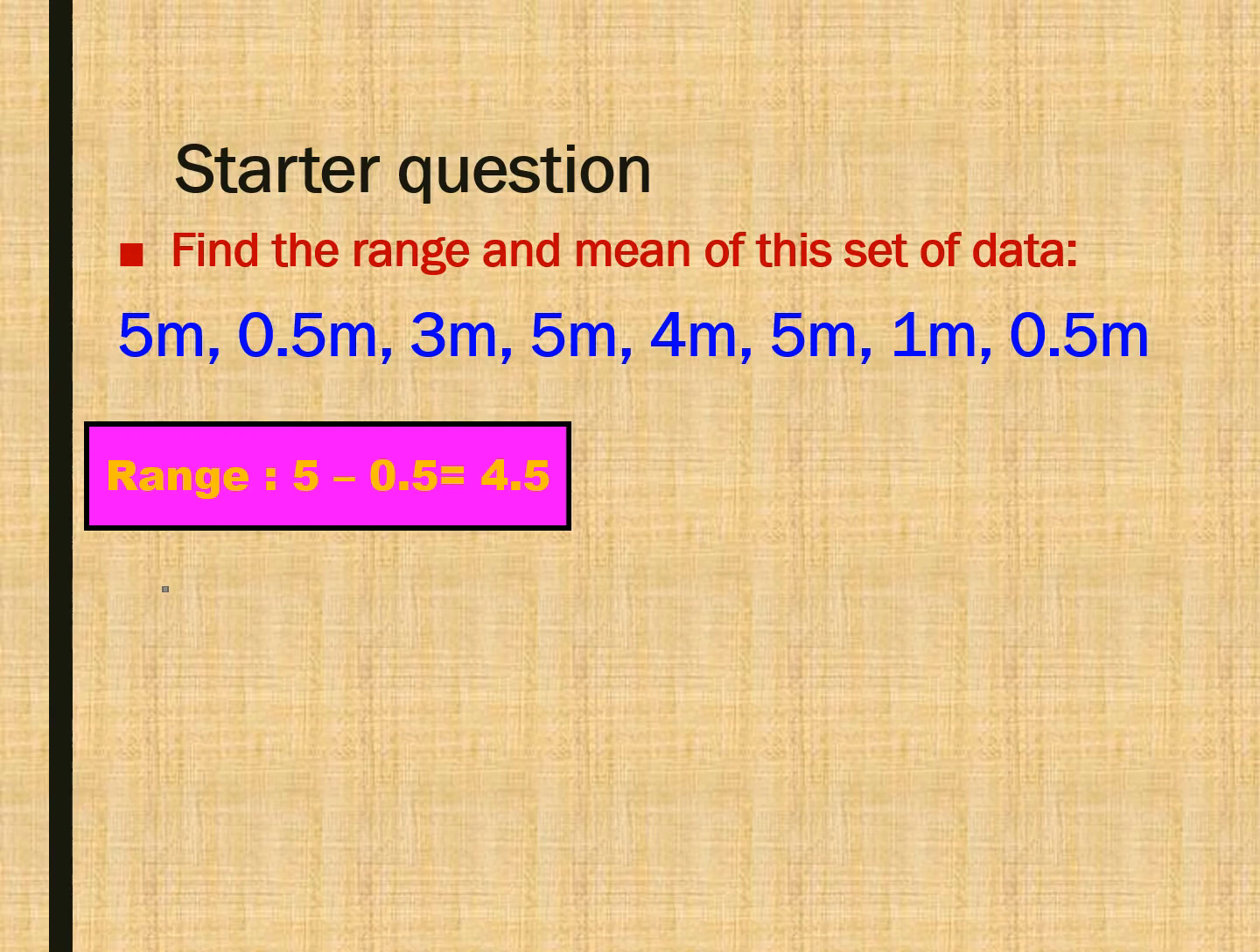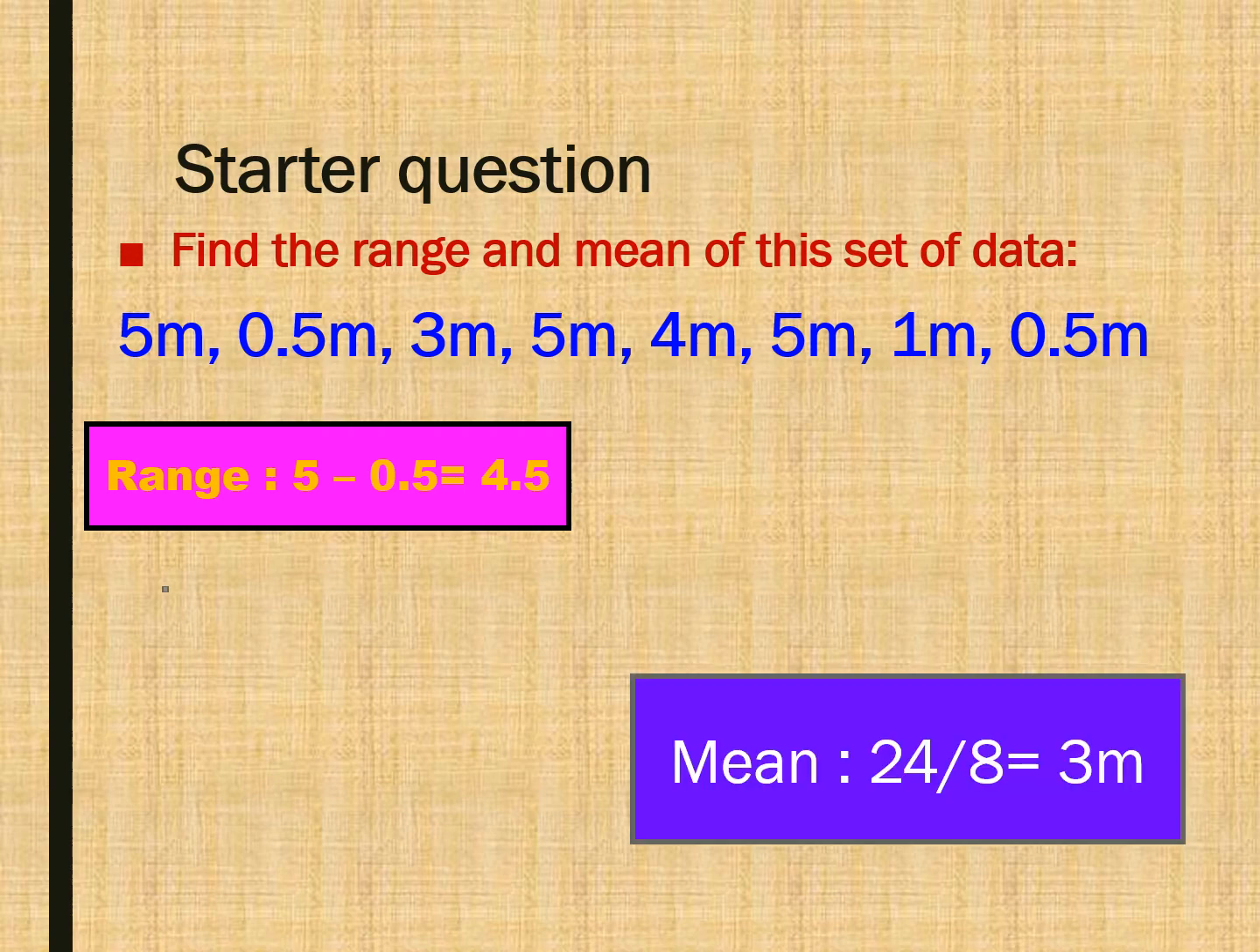While the mean, it means you have to add all the numbers, 5 plus 0.5 plus 3 plus 5 plus 4 plus 5 plus 1 plus 0.5. And then you count how many numbers are in the set: 1, 2, 3, 4, 5, 6, 7, 8. So it's 24, because I added all of them, divided by 8, which is 3. Of course, the number should be between 5 and 0.5. It should not exceed 5.